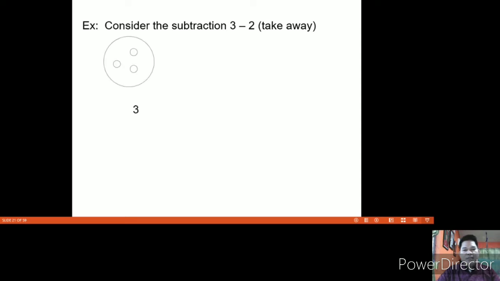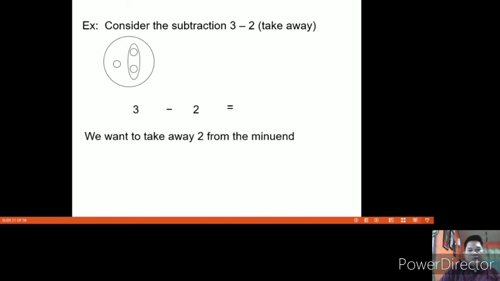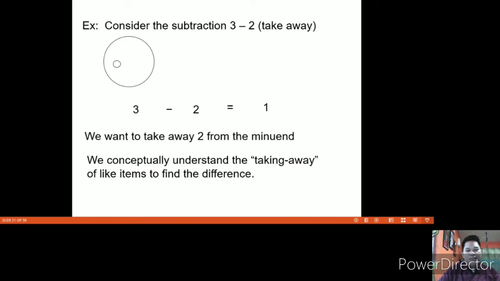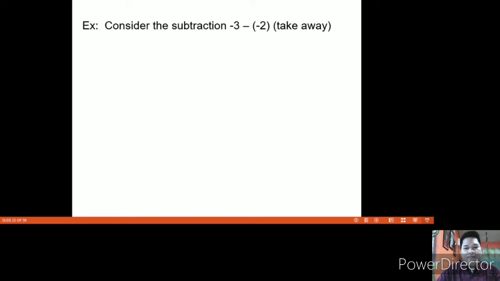Consider subtraction 3 minus 2. Again, 2 is taken away. So you have 3 hollow dots minus 2. Okay, the answer is equal to 1. So we want to take away 2 from the minuend. We conceptually understand the taking away of like items to find the difference. So if they are the same item or like item, you are going to take away.